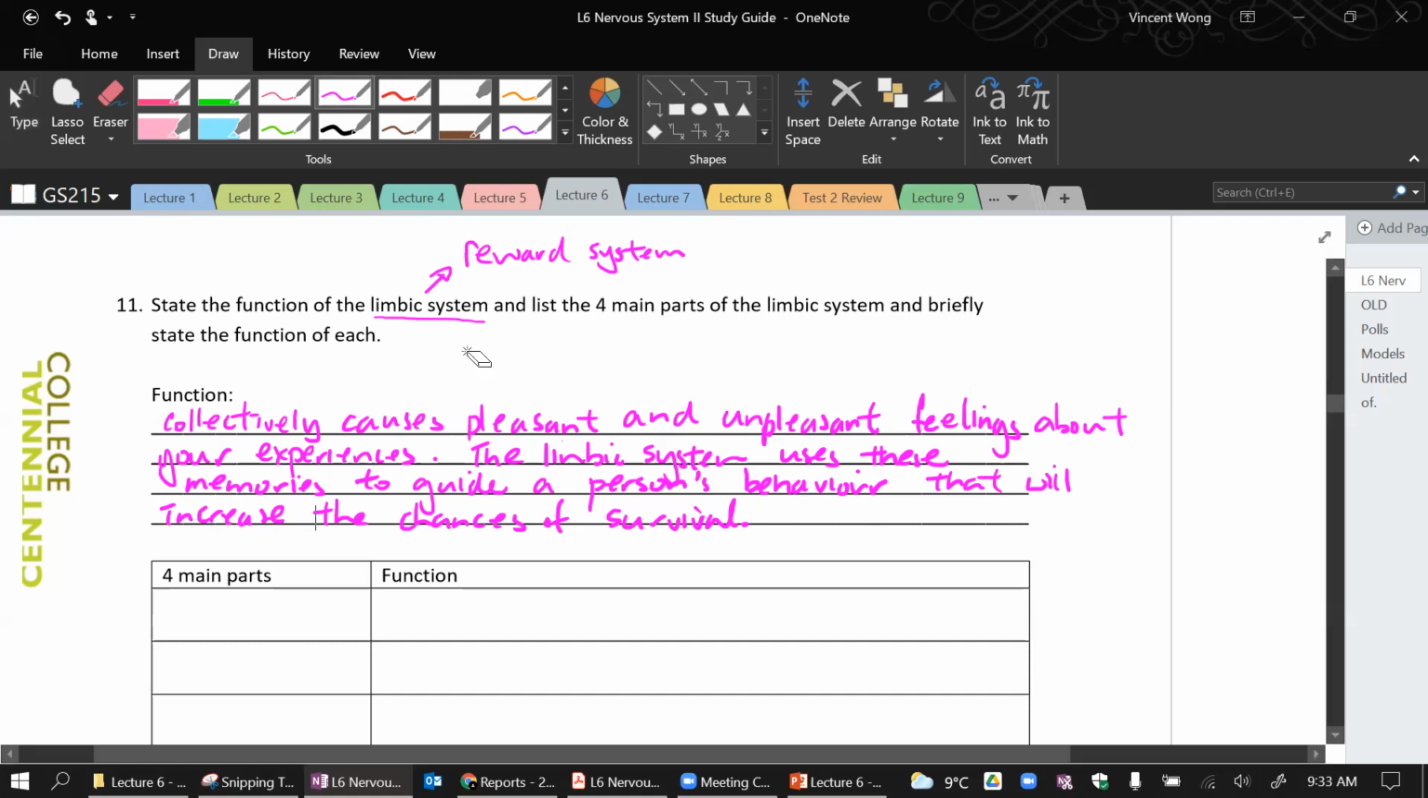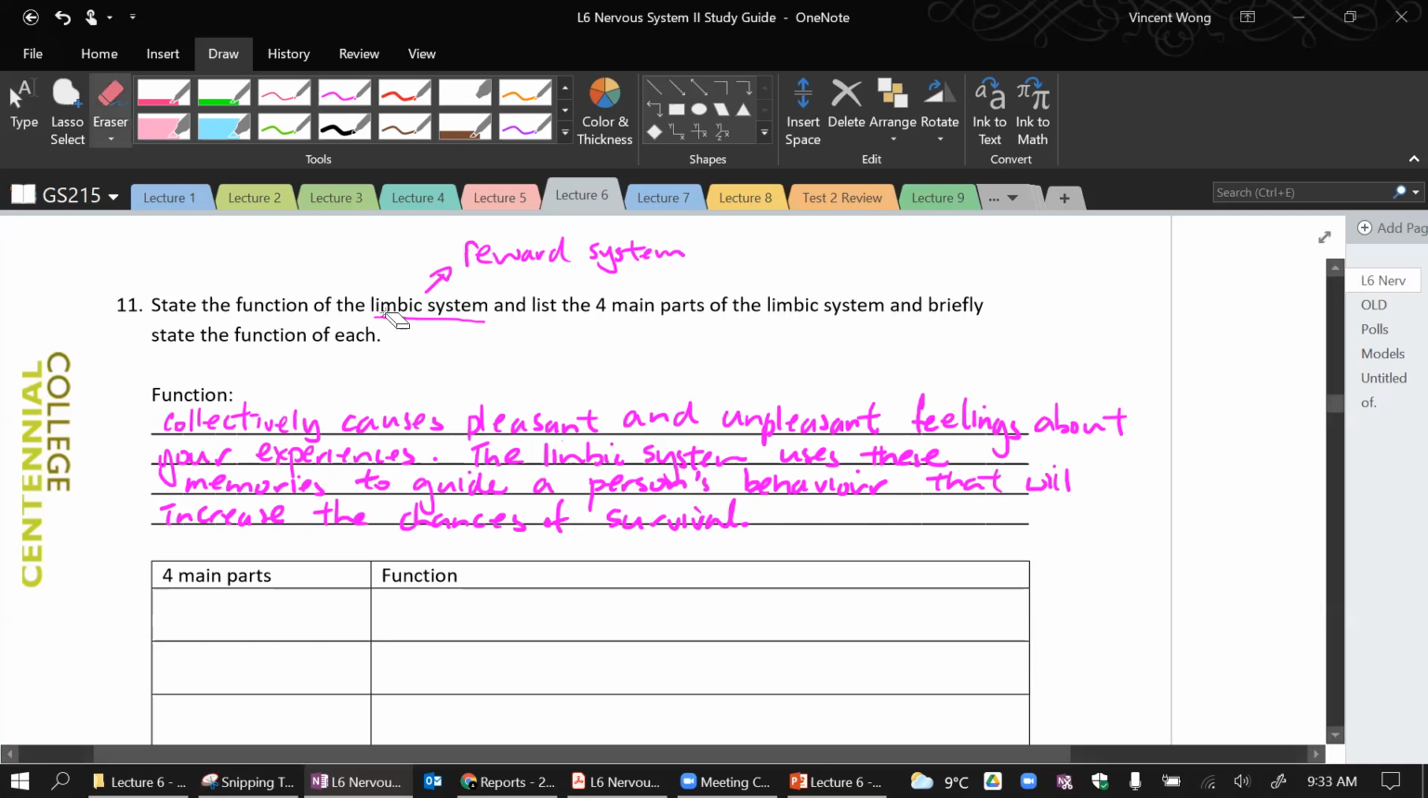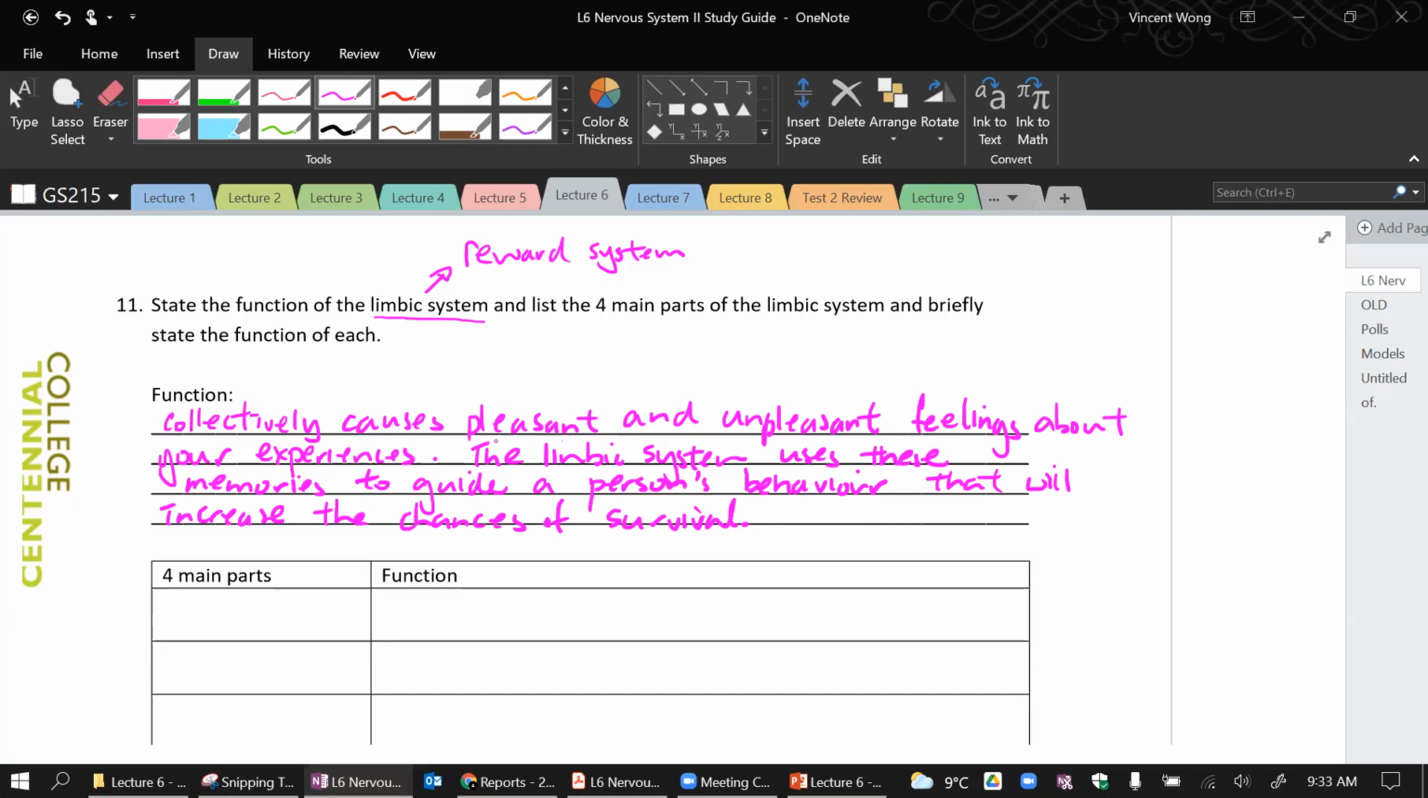One last thing, it could also be related to addiction. People who are addicted to drugs, gambling, or whatever they're addicted to, shopping sometimes, that's the reward system going a little bit out of balance, because those experiences create a pleasant emotion, and in some cases you cannot stop doing them.